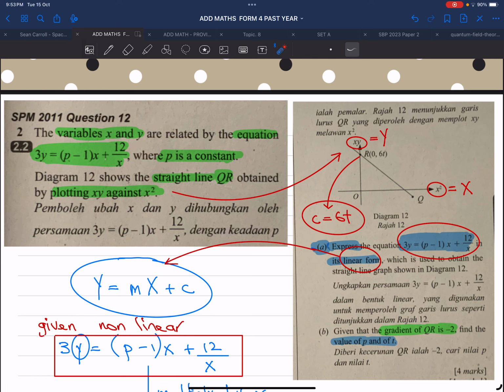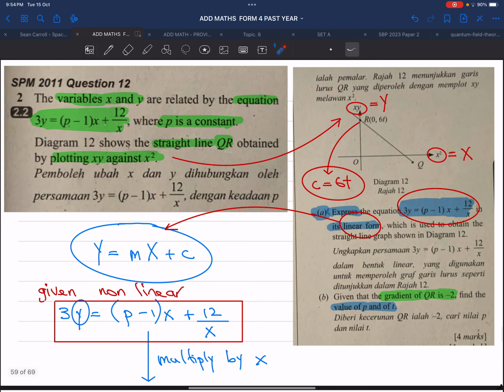Step 1, collect. The variables x and y are related by the equation 3y equals (p minus 1)x plus 12 over x, where p is a constant. Next, diagram 12 shows a straight line QR obtained by plotting xy against x squared. We are given a straight line QR, therefore we go to the straight line QR and complete the diagram.